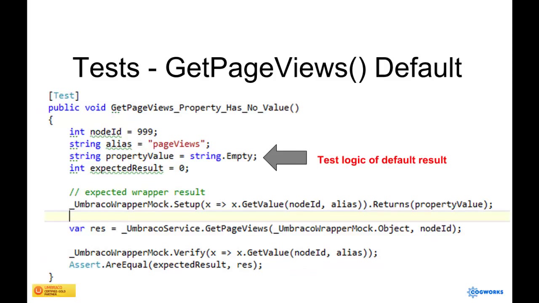Okay, and this method tests the logic of getting the page views. So if the property value is an empty string, which sometimes it is in Umbraco, when you create a new property, it's not going to have a value straight away. So if it's an empty string, just return 0. And just like the example before, it's pretty straightforward.